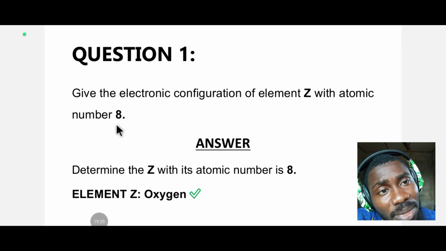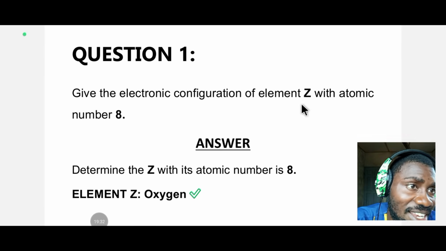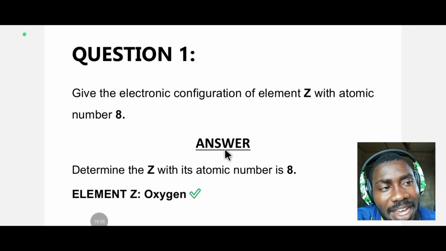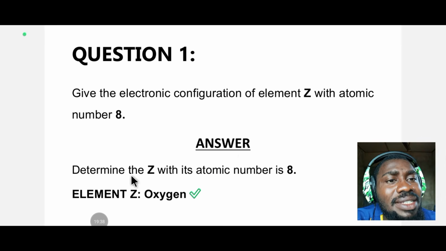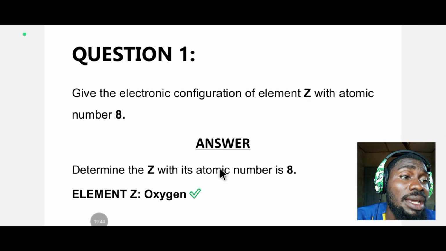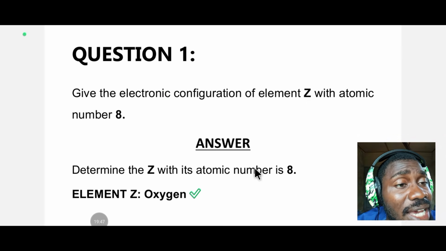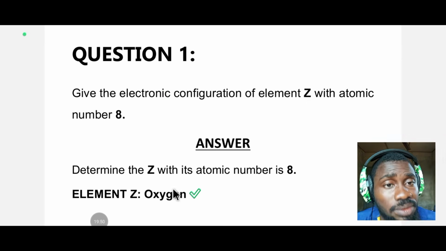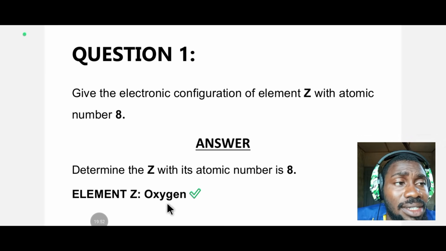If you know the elements that have the atomic number 8, you already know this element Z. So let's look at the answer. First of all, determine the Z with the atomic number. Like I said before, as we know the atomic number of the element, we can find the element. So the element with the atomic number 8 is what? Oxygen. So element Z is oxygen.